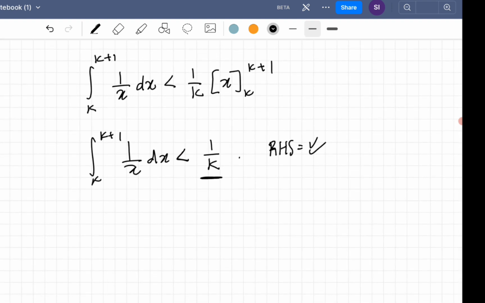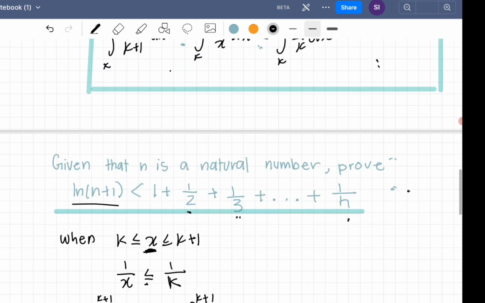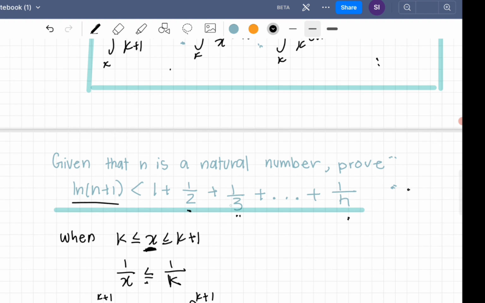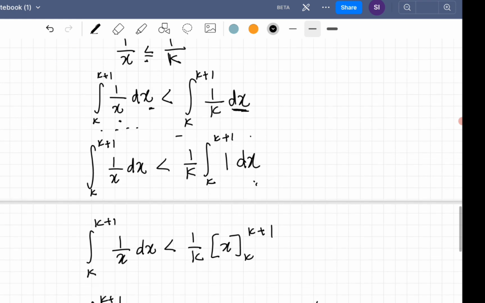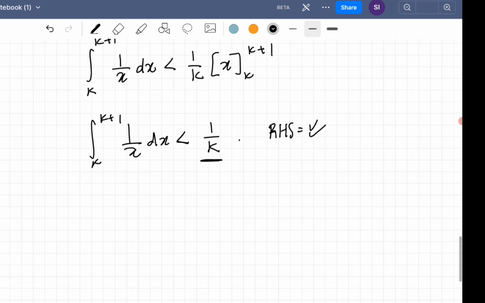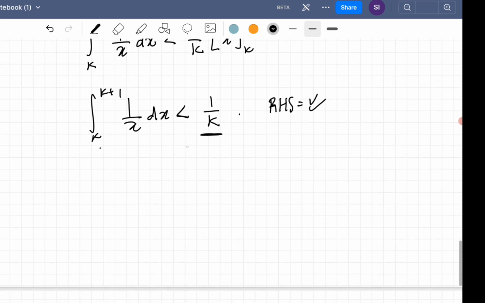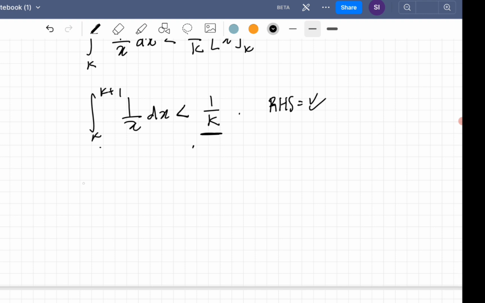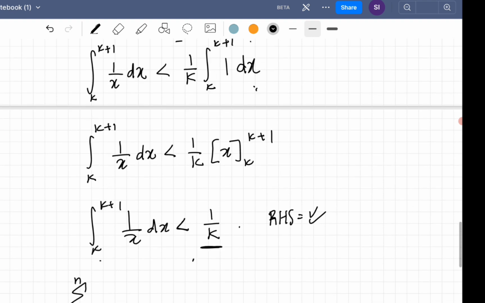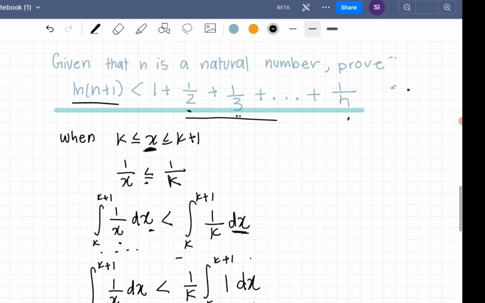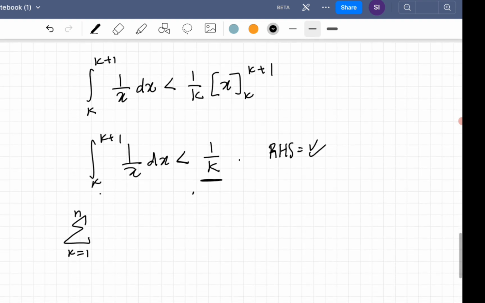Most of the time when you're working with inequalities like these, where it's just 1 plus 1 over 2 plus 1 over 3 dot dot dot plus 1 over n, where you don't know the number of terms, you take the summation of both sides. So let's do that. Let's take it from k equals 1 to n, because there are n terms over here, so that's why we're taking it to n.